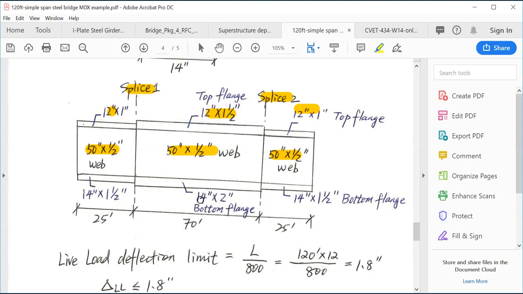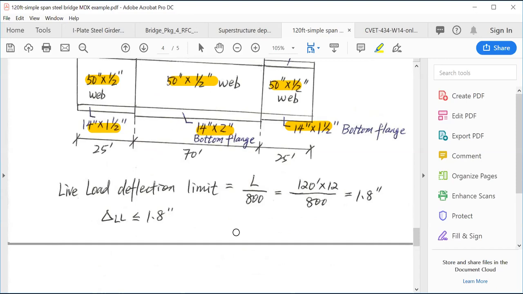So just remember, when you design a girder, we always keep the web design the same along the entire girder, and at the splice we will change the flange design. Usually for a simple span, the middle part has the maximum size of the flange, and the two sides, because they're subject to a lower moment, will use a smaller flange size in order to make our design more economical. Okay.